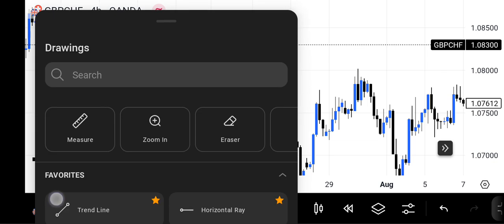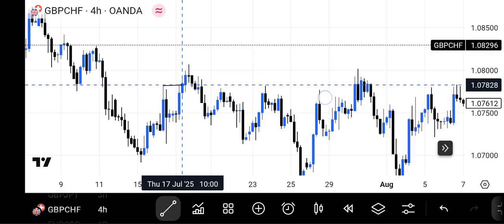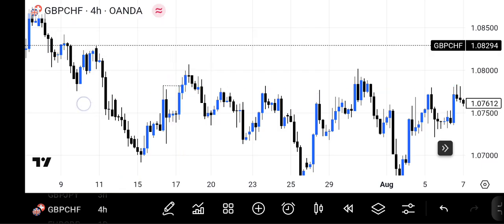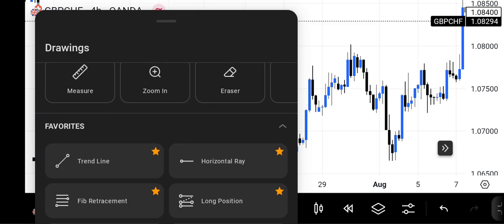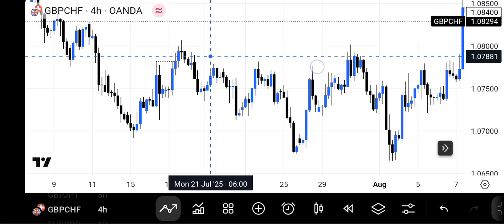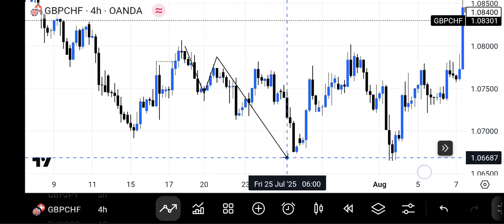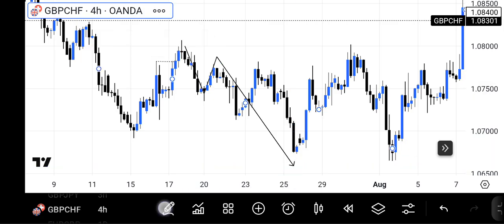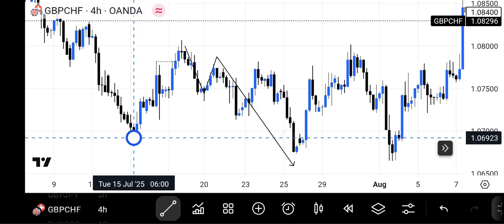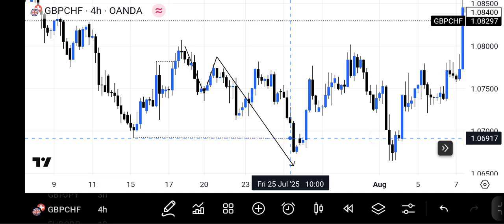So I've seen something here. This is my sweep, liquidity sweep. This is my impulse, pullback, break of structure. So I've seen my break of structure here. You see, price has broken with a full body candle.